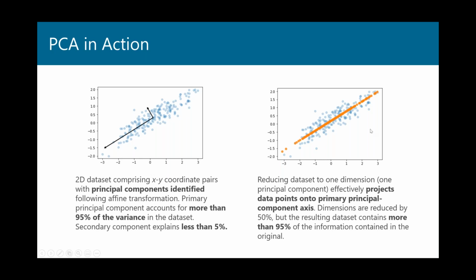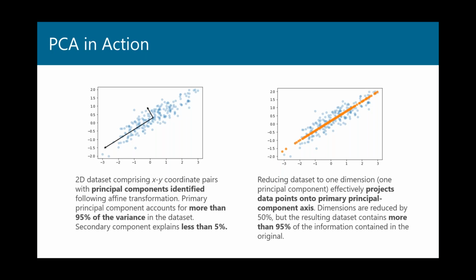A good way to visualize how this works is to see what PCA would do with a simple two-dimensional data set. So look at the diagram on the left here. I've manufactured a set of XY coordinate pairs. So it's a simple two-dimensional data set. They roughly fall along a line as you see there. So each point, each sample is defined by an X and a Y.